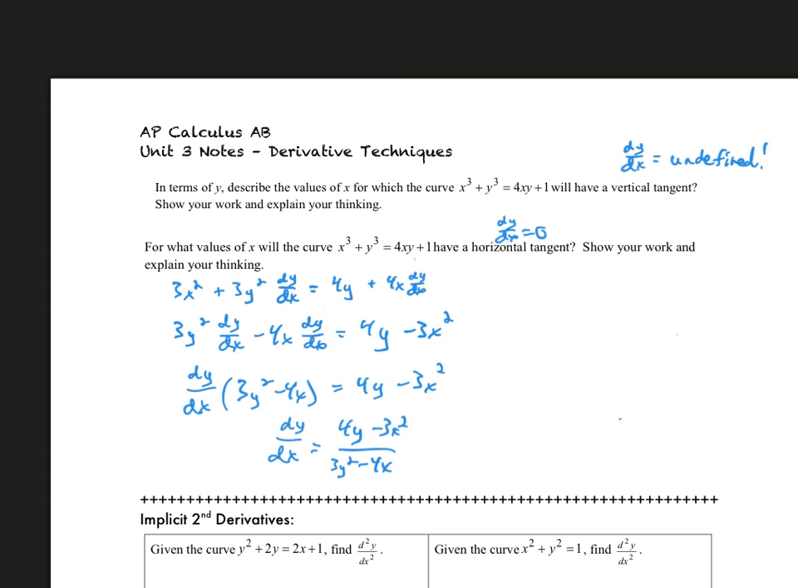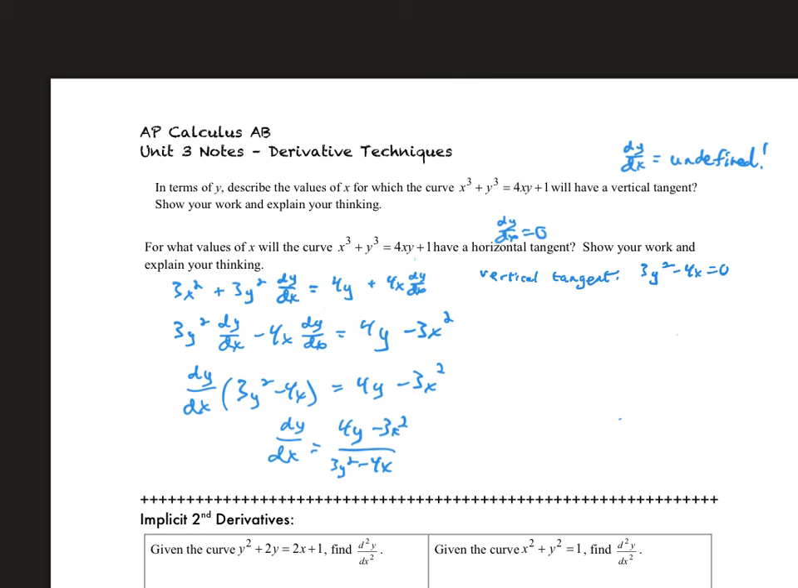Okay, so now I still need to figure out where we're going to have a vertical tangent, and that's going to be where dy over dx is undefined. Well, what's going to make that go undefined? When this 3y squared minus 4x, when that goes to 0, that's going to be where we have a vertical tangent. That's going to be when 3y squared minus 4x is equal to 0.